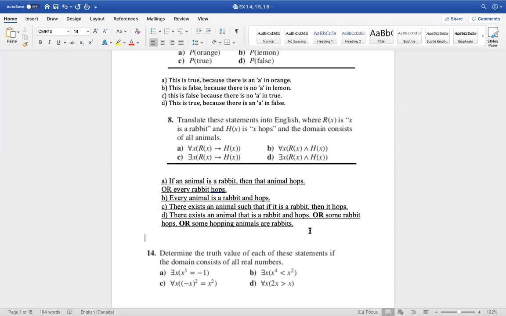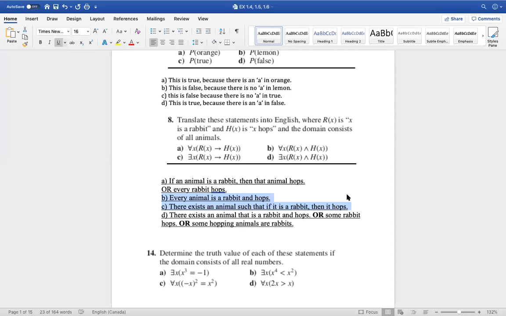Any questions for this part? Yeah, I have a question about C. Does that logically mean that only rabbits can hop and other animals cannot? So we are saying that there is an animal, but we are not sure if it is a rabbit or not. But we are saying that if it is a rabbit, then it hops. These parts B and C wouldn't make much sense in the English language, because we cannot say that every animal is a rabbit, or that there is an animal such that if it is a rabbit, then it hops.